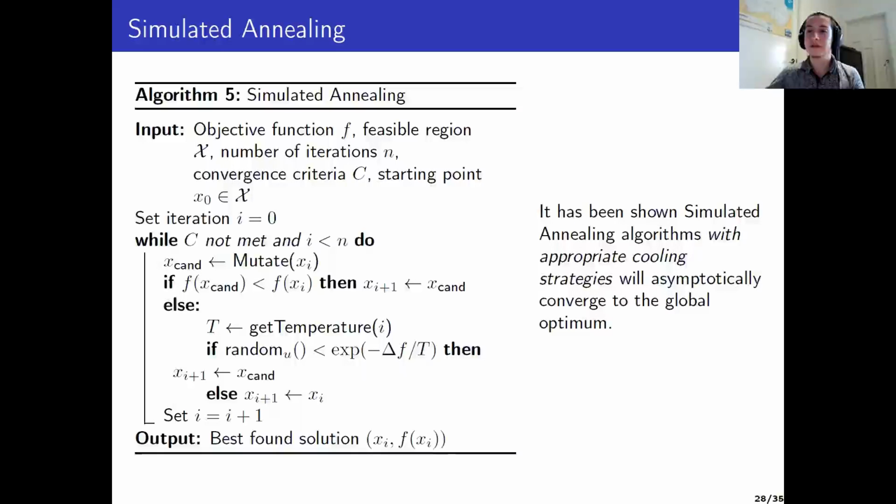However, this depends on the cooling strategy or the rate of the decrease of the temperature. So here there is a balance between the rate of convergence or the convergence towards the global optimum.